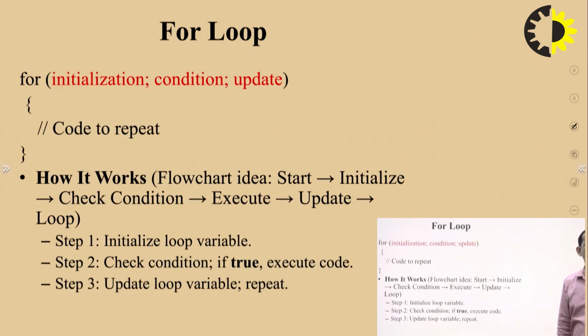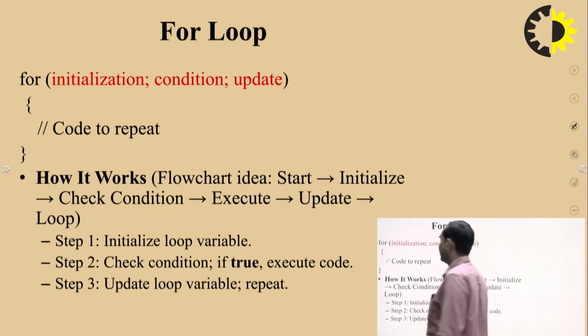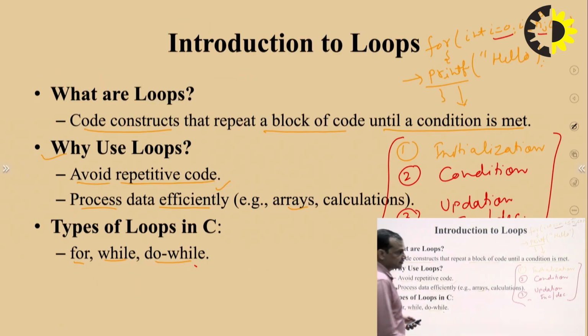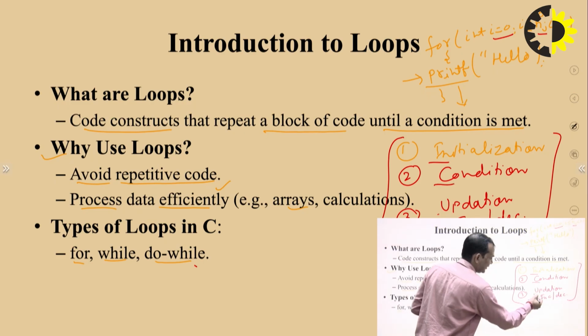Now we will start one by one, as we discussed here. Firstly, when we are using the loop, there are three conditions: initialize, condition, and the updation.